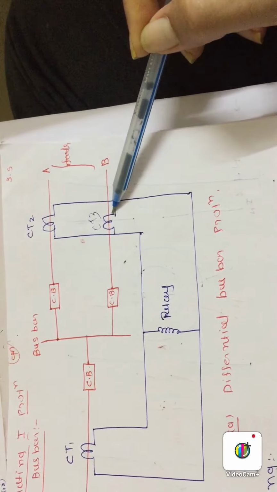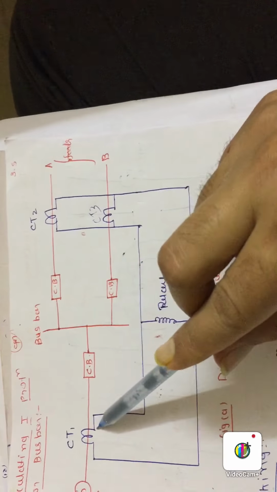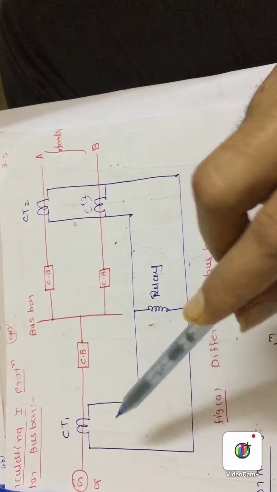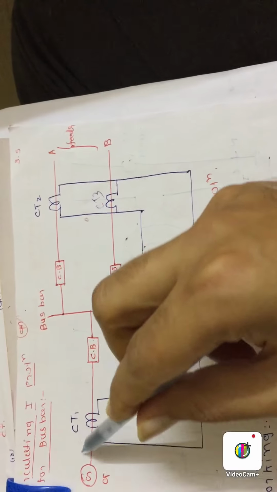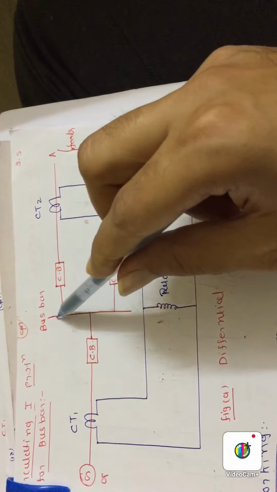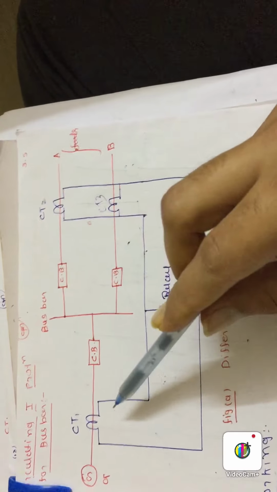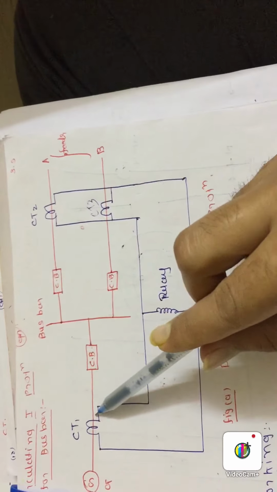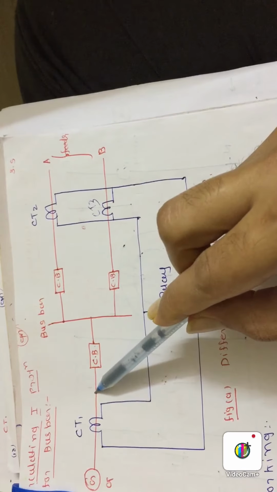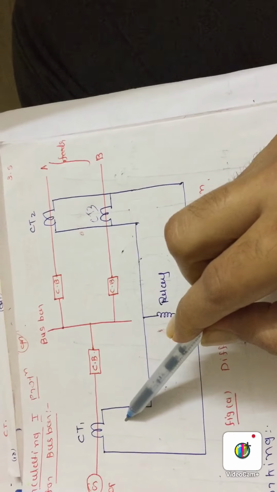So both currents will add here. This is CT1, it is alone. Now you know that the main supply current will flow from the generator to the bus bar. Then it will be divided into two feeders, A and B. Here CT1 is connected, so the main current I is available. Here this I is converted into the secondary. It is known as I1.